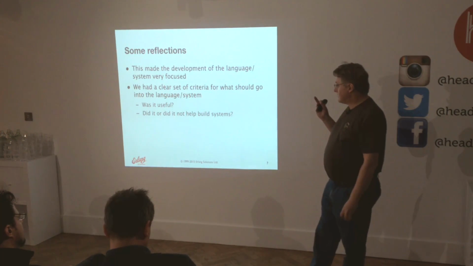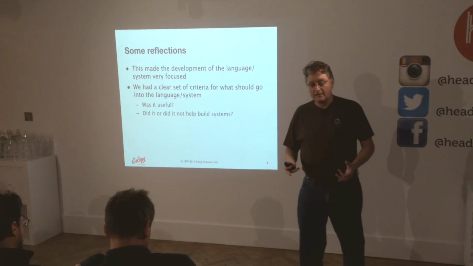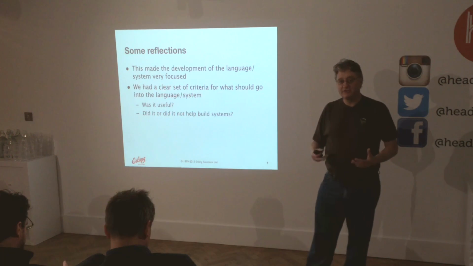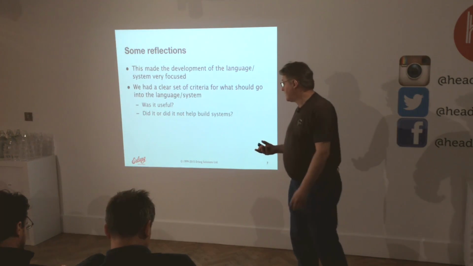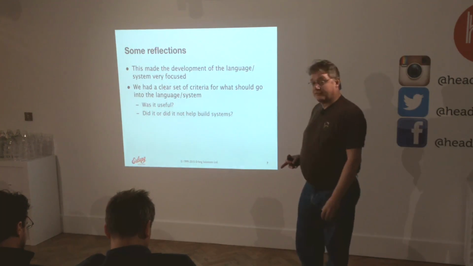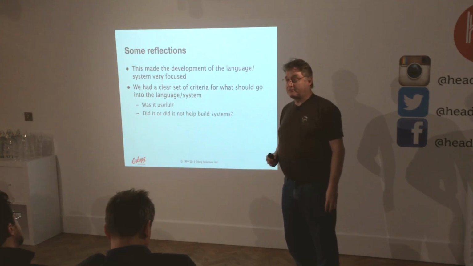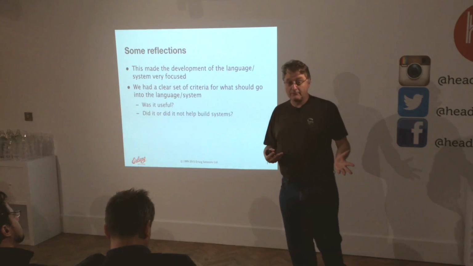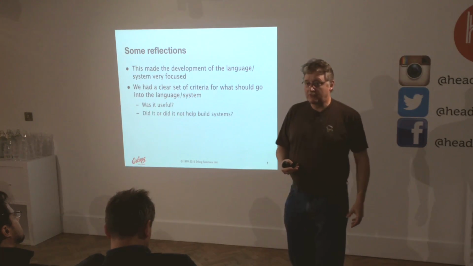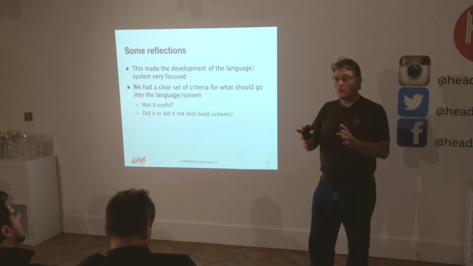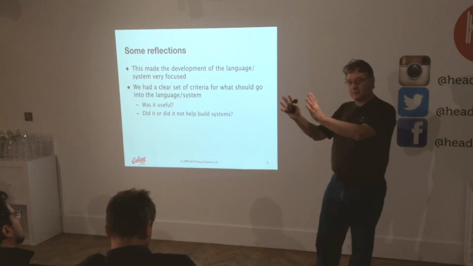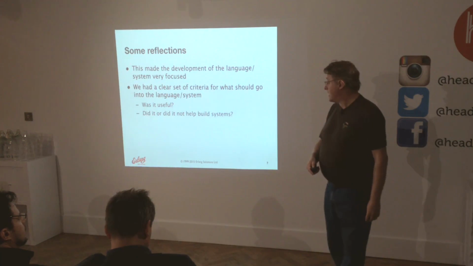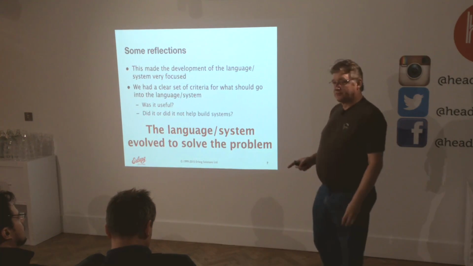If we came up with a fantastic idea, then the question was, is it useful? I mean, you have a lot of good ideas, but was it actually useful for what we were trying to do? Did it or did it not help to build systems? And sometimes we came up with great ideas that just weren't any help, and we just got rid of them. This made the whole thing very tight, because we had a clear goal, right? Good, bad. If it's good, we keep it. If it's bad, we get rid of it, which meant things didn't grow. And the language and the system evolved to solve the problem.